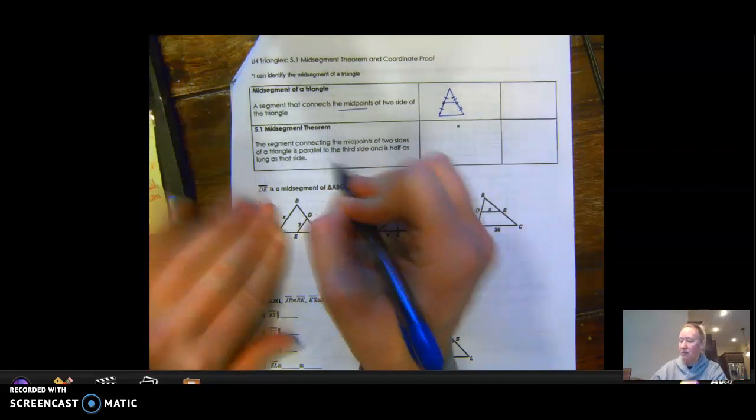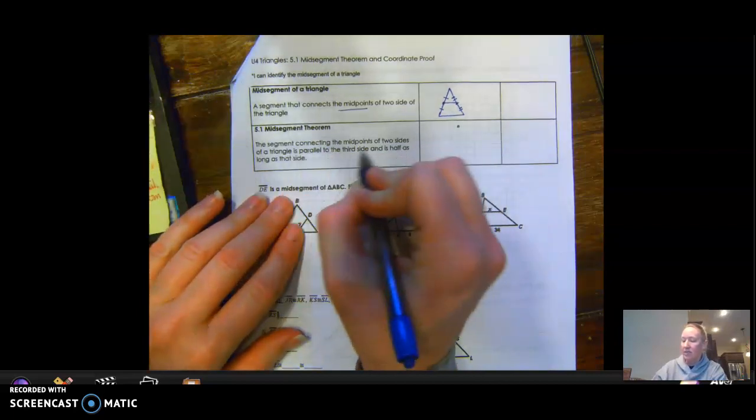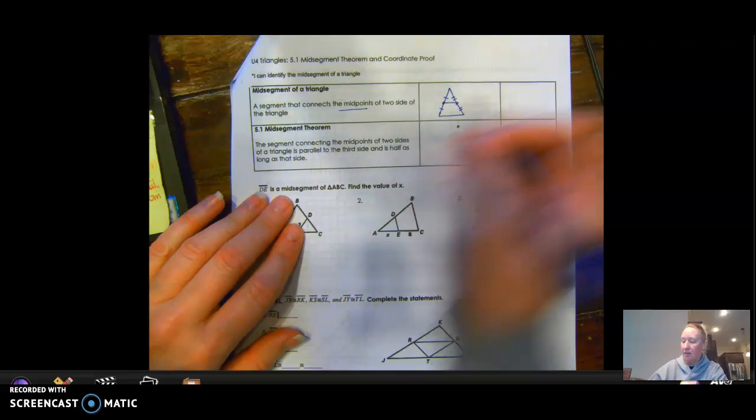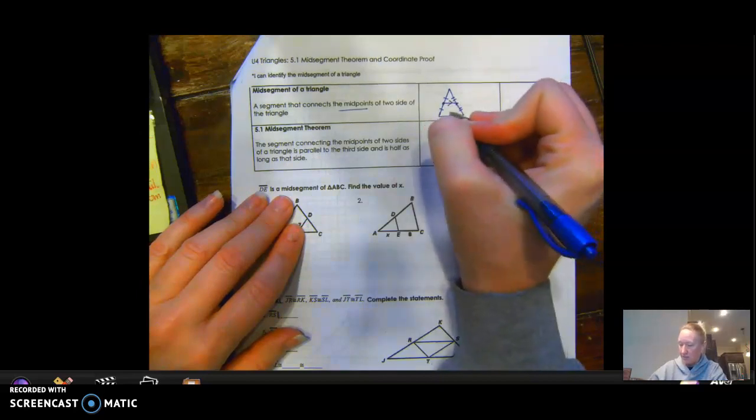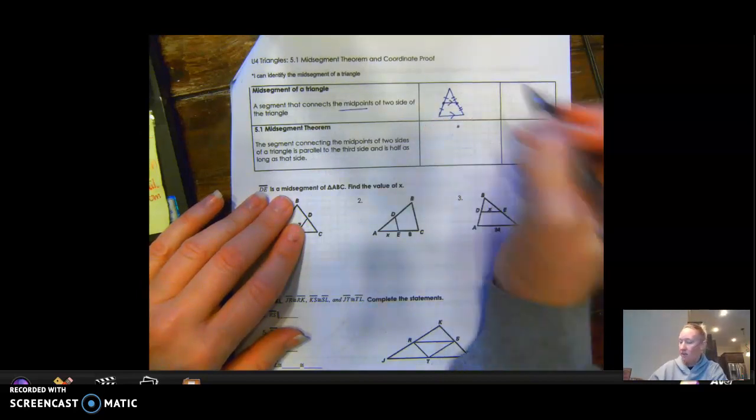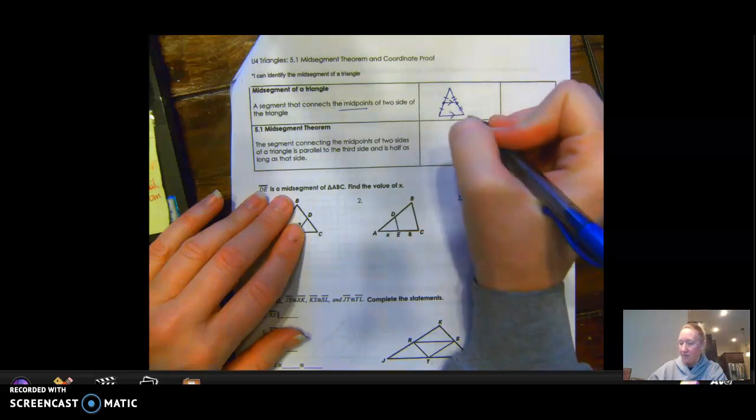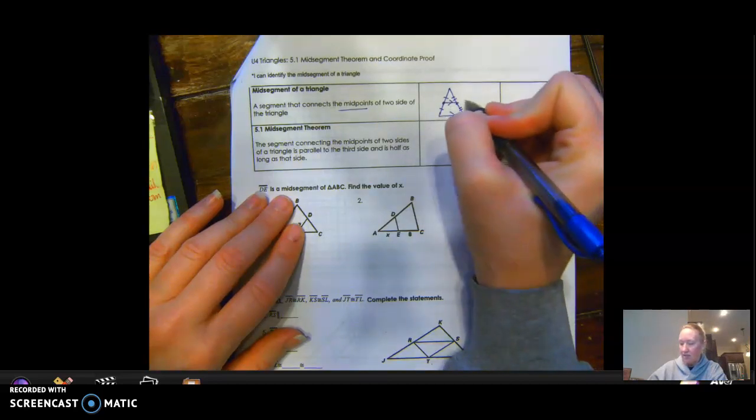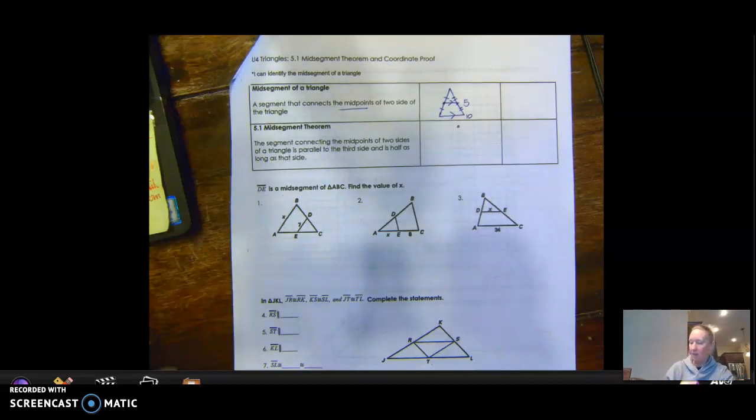The midsegment theorem states that the segment connecting the midpoints of 2 sides of a triangle is parallel to the third side, so that means that this guy is parallel to this guy. And this guy is also half the length of this. So if this guy was 10, this guy would be 5, okay?